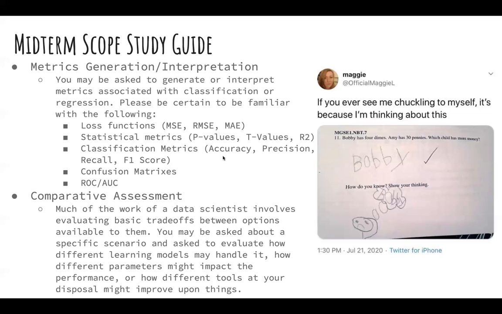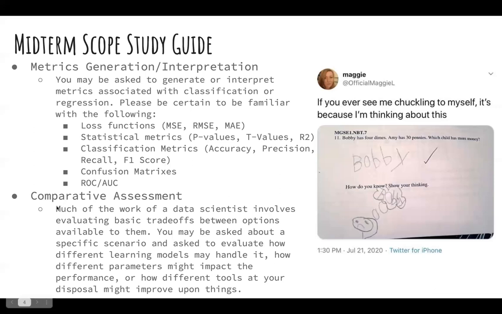Classification metrics, so being able to calculate accuracy, precision, recall, and F1 score. I think those are very reasonable things to be expected to do on an exam, and we'll go through an example on that. Confusion matrices, so if you're given a confusion matrix, being able to interpret it. And then ROC/AUC, this was another question I think you could potentially be asked: if you're given one, could you either plot or interpret an ROC curve? I think that would be a common question you could expect to have to address.